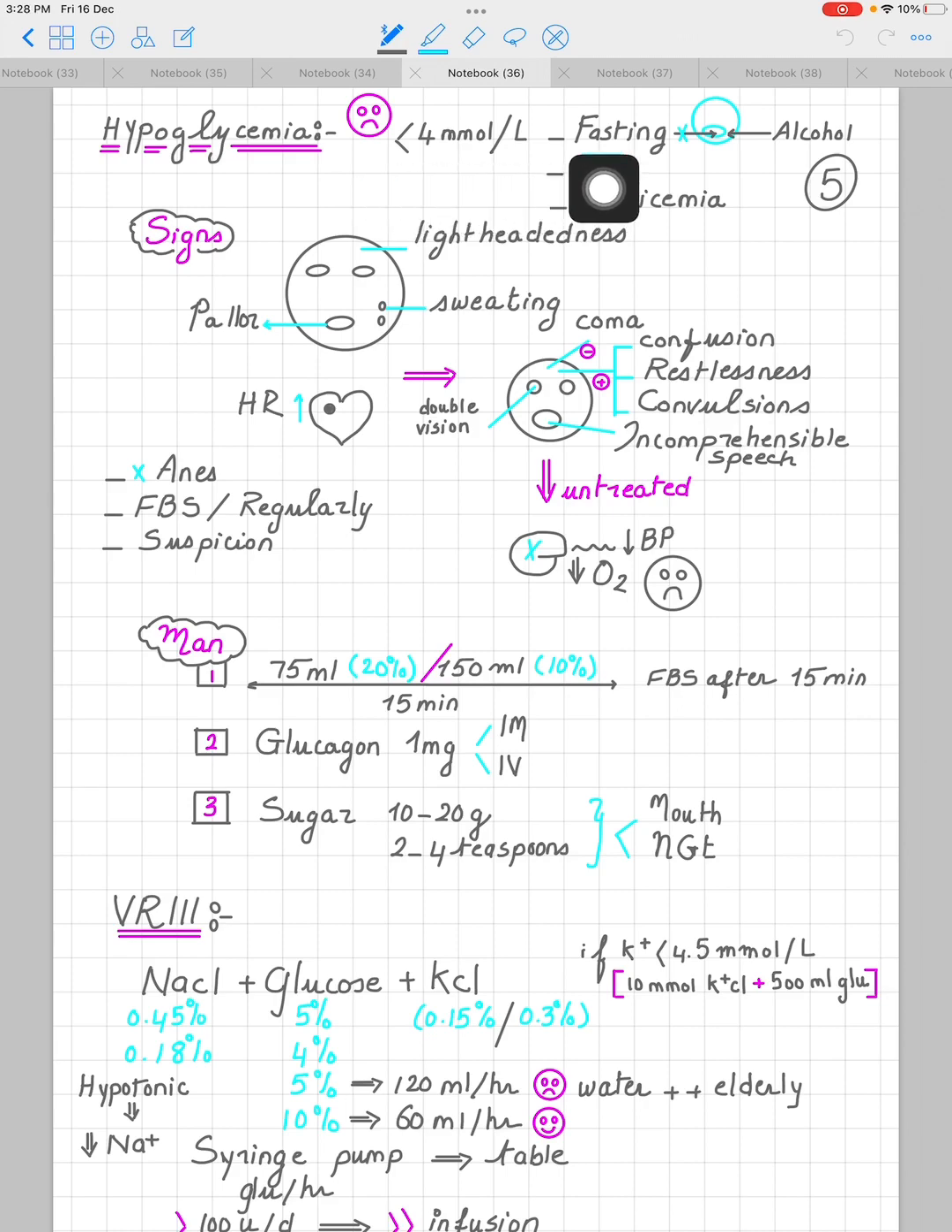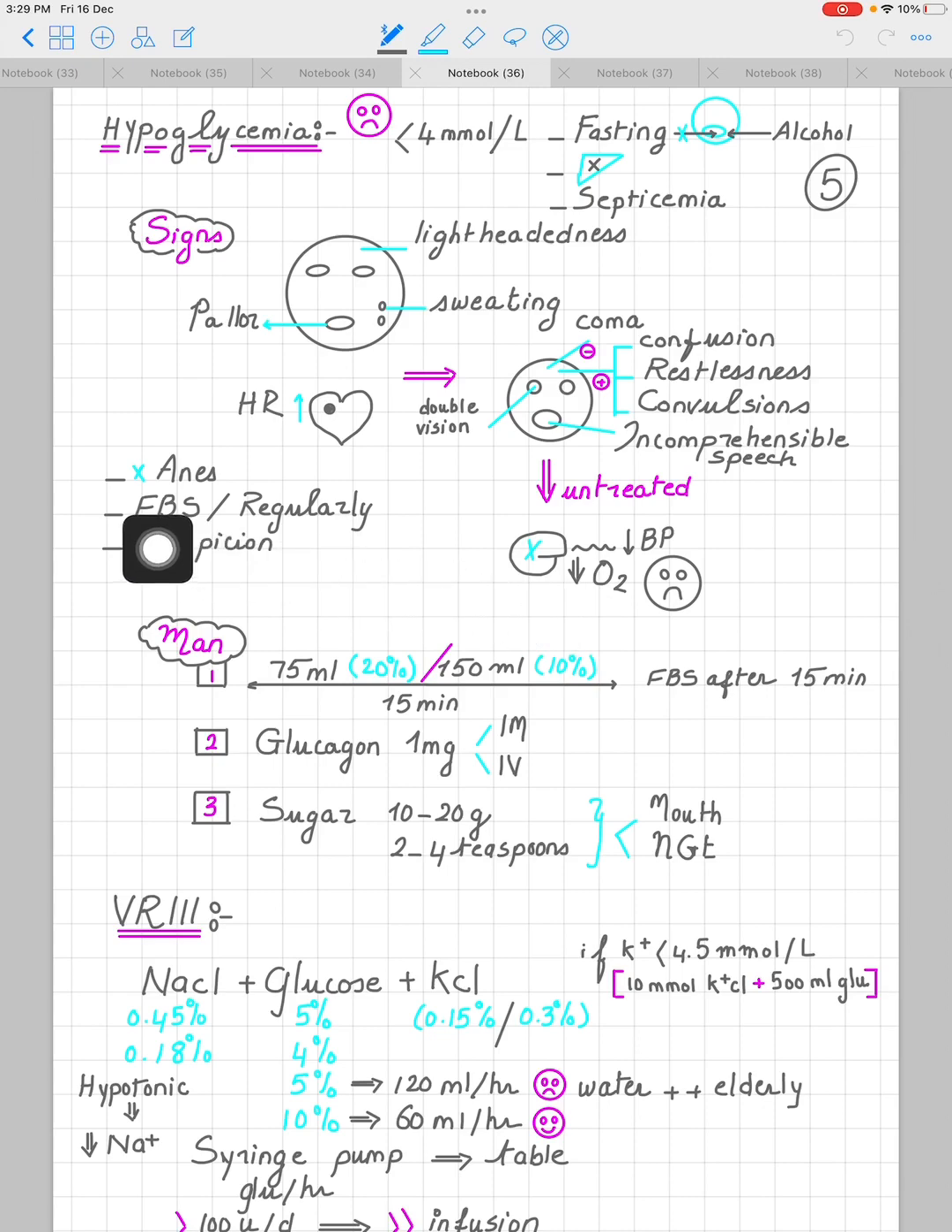Perioperatively, fasting, recent alcohol consumption, liver failure, and septicemia commonly exacerbate this. Characteristic signs are tachycardia, lightheadedness, sweating, and pallor. This may progress to confusion, restlessness, incomprehensible speech, double vision, convulsions, and coma. If untreated, permanent brain damage will occur, made worse by hypotension and hypoxia.